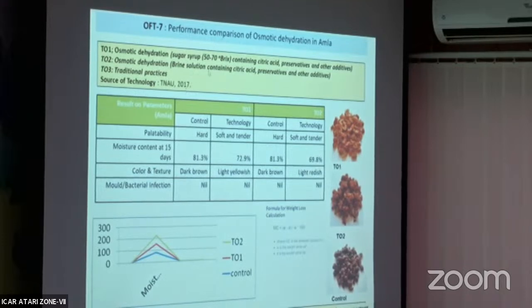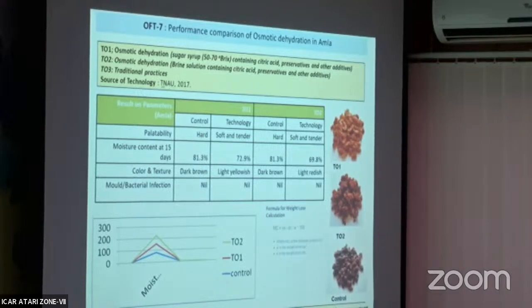with regard to this. So we have tried osmotic dehydration with sugar syrup, citric acid, preservatives, and other additives. Another one is with brine solution, and the third one is traditional practice. This traditional practice is blanching, which is followed by sun drying.